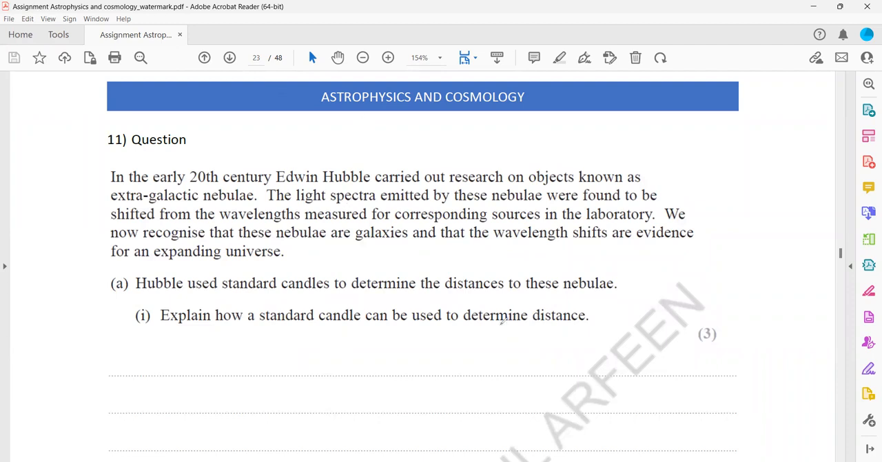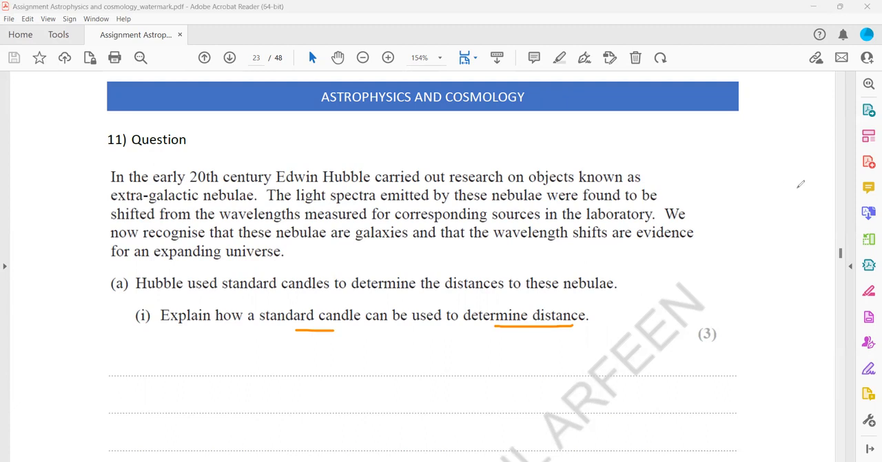the light spectra emitted from these are found to be shifted from a wavelength measured from a corresponding source in the lab. And now we recognize that these nebulae are galaxies, and the wavelength shifts are evidence of an expanding universe. Hubble used a standard candle to determine the distance. How is a standard candle used to determine the distance?